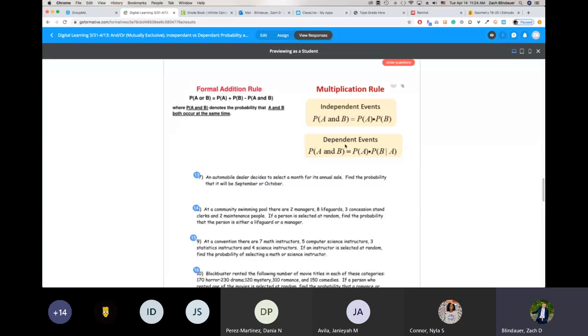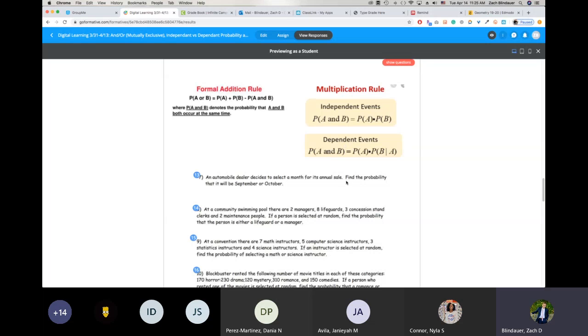So for instance, a dependent event would be: there's a bag of marbles, and the first time I pull a marble out, let's say there's 10 marbles, I pull the marble out, but I don't put it back. So the second time I pull it out, it's now going to be 9 marbles. So the probability changes. So it's depending on the first pull.